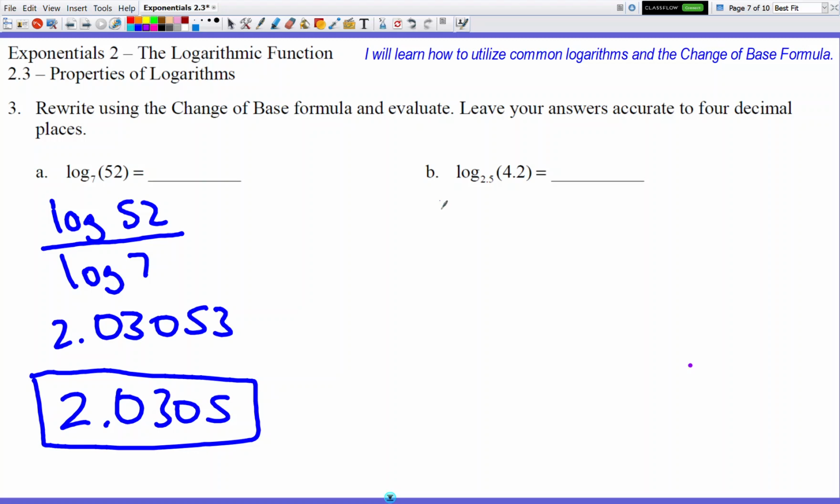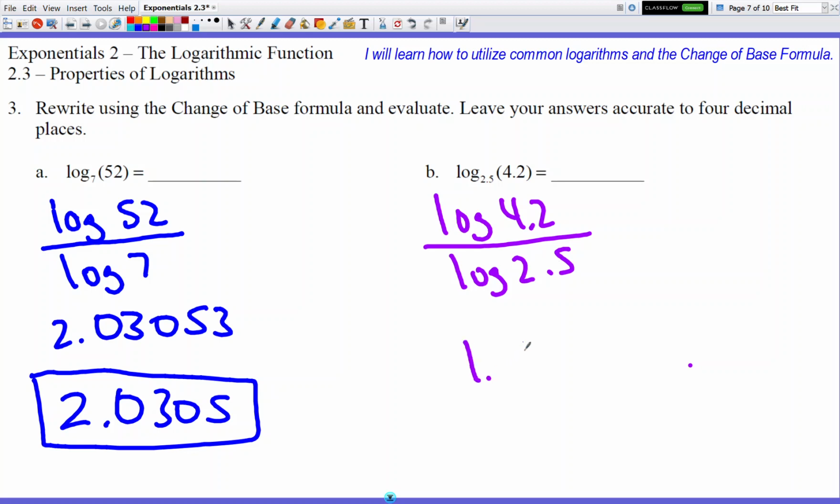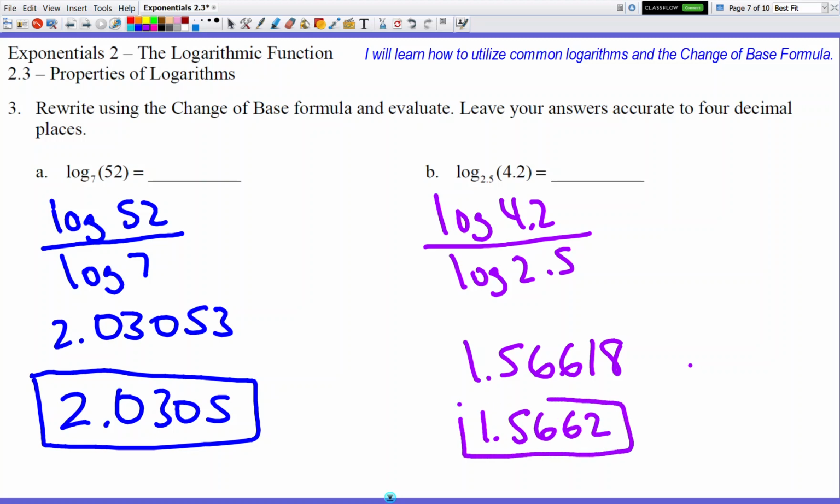So we're going to do log 4.2 divided by log 2.5. And when you punch that in the calculator, you're going to get 1.56618. So that's 5 decimals. Like I said, I wrote 5 because I want to round to 4. So does the 8 tell me keep it a 1, or does the 8 tell me turn it into a 2? Well, hopefully you said the 8 tells you turn it into a 2. And if you said turn it into a 2, good job. You got it correct. Okay, so that's it.